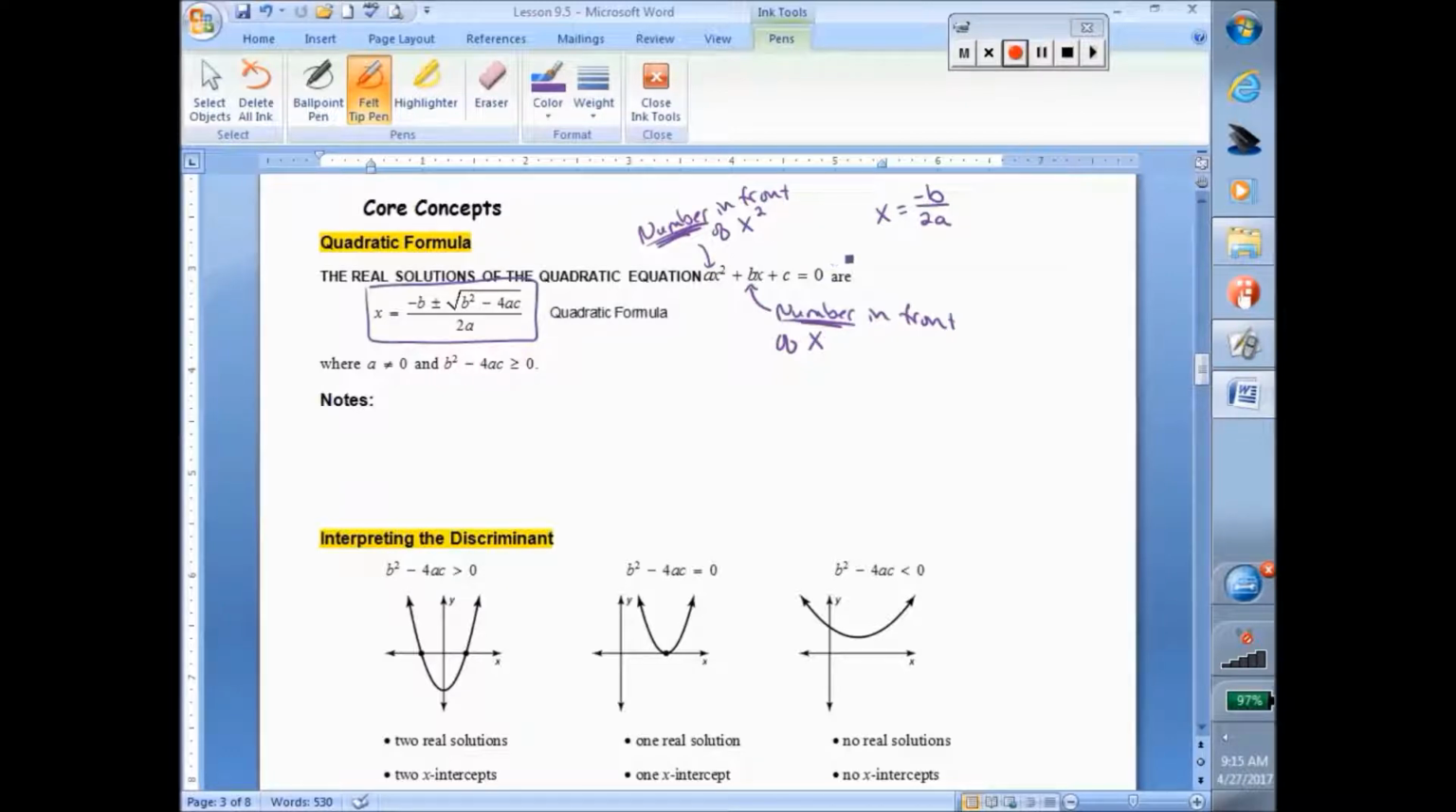Last but not least, we have our c. C stands for constant. If you want to make a little note here, that means it's just a number without a variable. So it's just a plain old number.